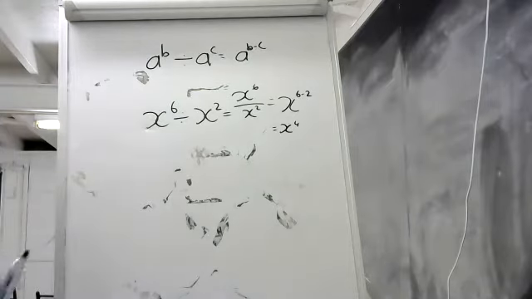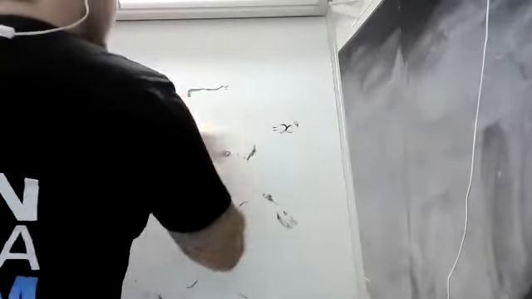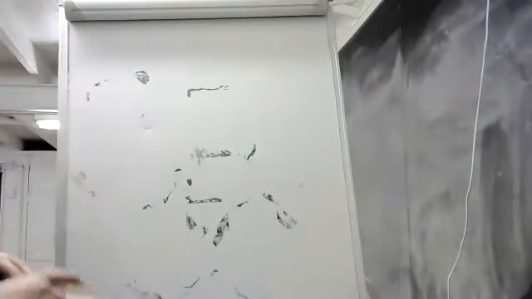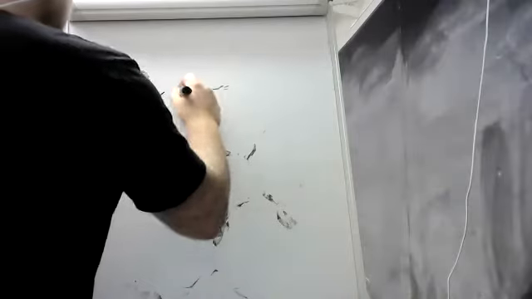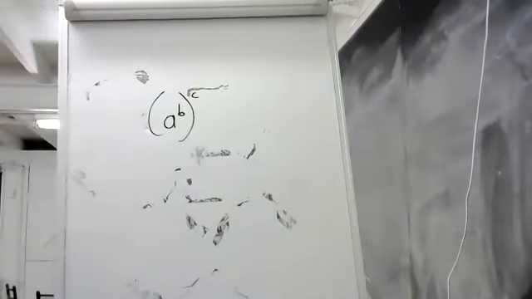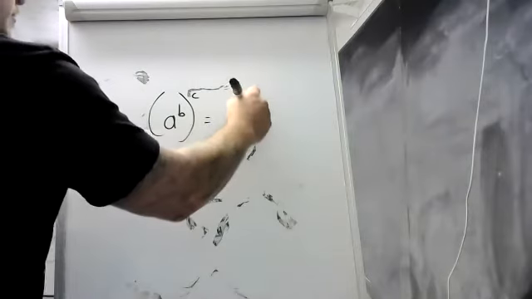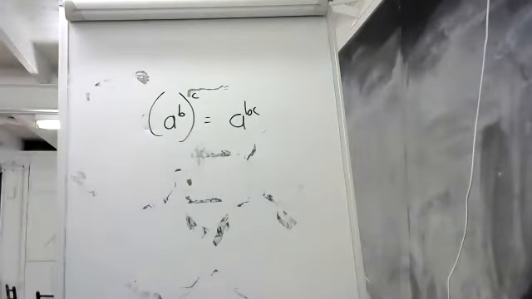What about when we raise one power to another? So if we have a to the power of b, and we've got the bracket to the power of c, it equals a to the power of bc. You times them. Perfect, yeah. Well done.